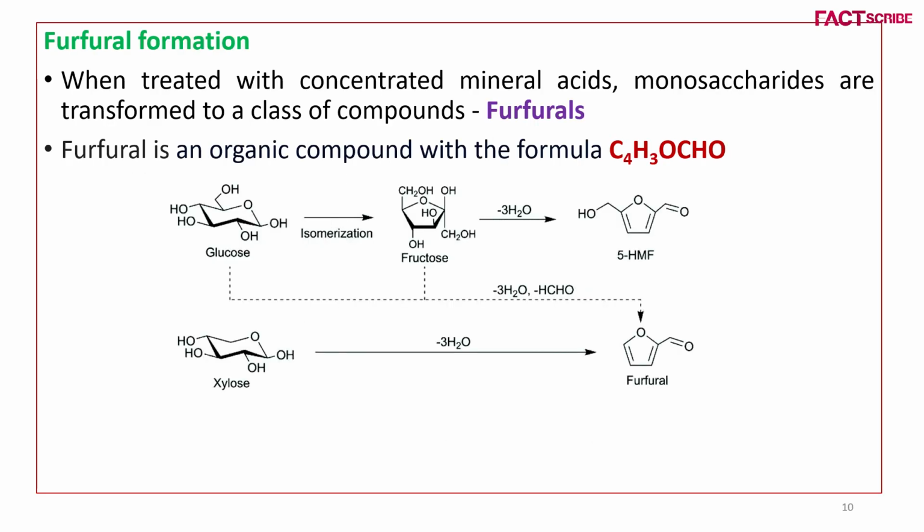Next one is furfural formation. When a monosaccharide is treated with concentrated mineral acids, they form a class of compound called furfural. The organic compound with formula C4H3OCHO forms furfural. It is a colorless liquid, though commercial samples are seen as brown in color, and it is mainly used for making ink, plastics, antacids, adhesives, nematicides, fungicides, fertilizers, and so on.